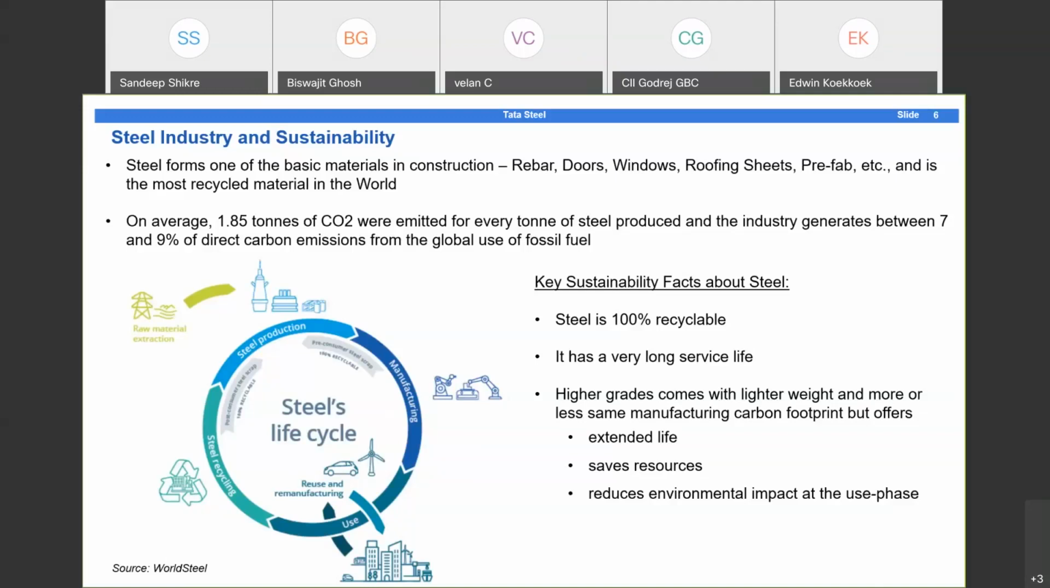They will have the same CO2 footprint, but they will enable lightweighting of structures, lightweighting of construction. They will mean savings in steel and will offer extended life. They will save resources because they will save steel or cement or concrete, and they will reduce environmental impacts at the use phase.